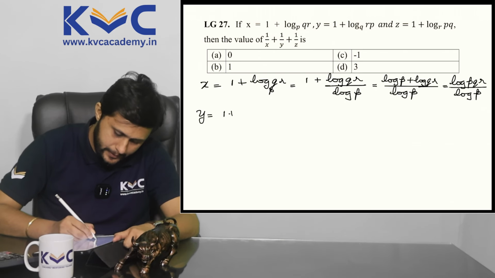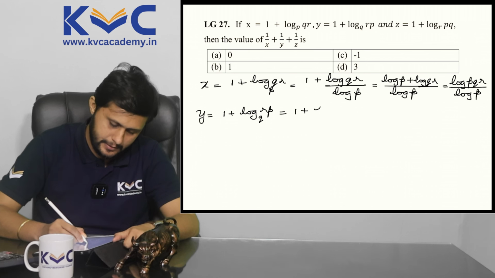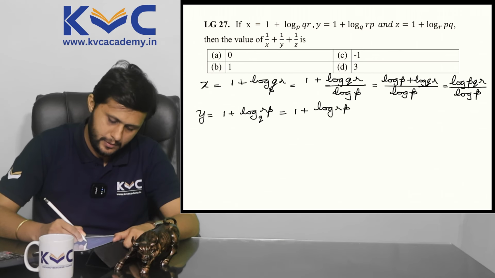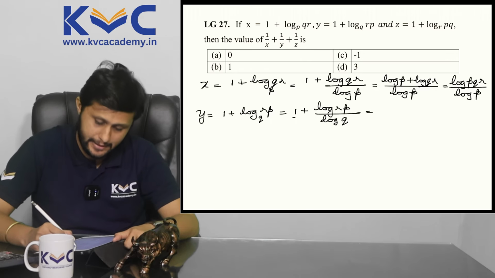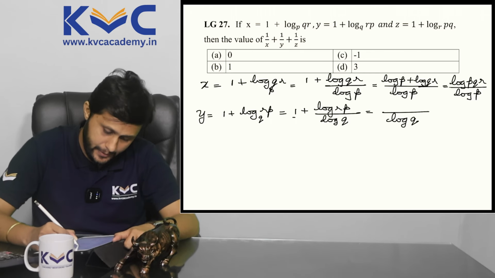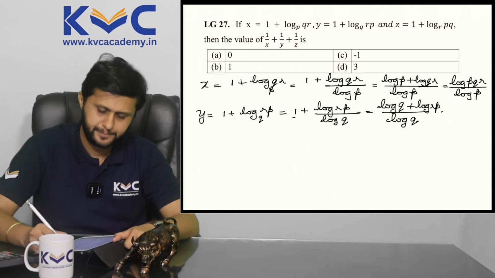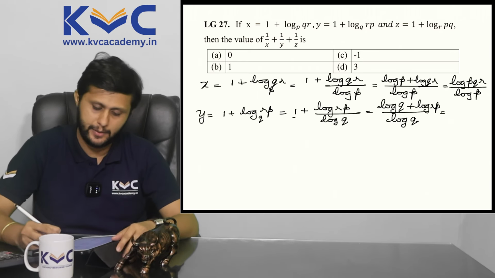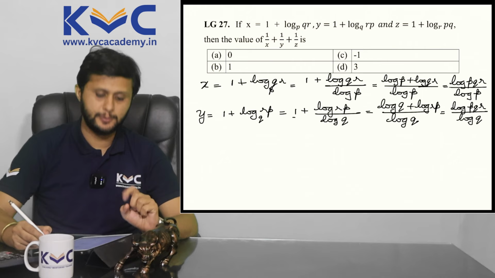Y is equal to 1 plus log RP divided by Q, right? I'll expand it. Log RP divided by log Q equal to LCM. Now same steps what we just did. Log Q cross multiply, log Q plus log RP. Now the log M plus log N formula. Log PQR divided by log Q. So we now got the value of Y.